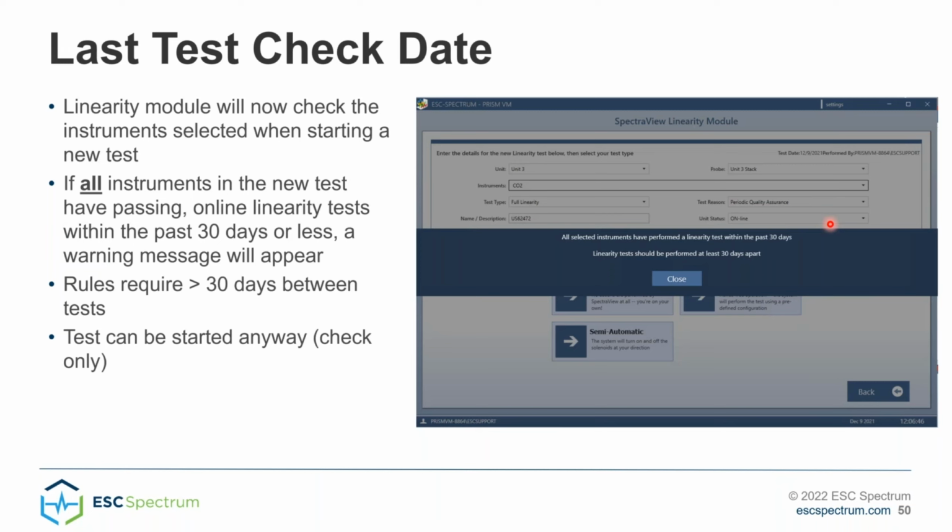I've also added some code to check the last test date. So for a linearity test, if all the instruments that you selected to be part of your new test have already had an online passed linearity in the last 30 days, it will pop up this message that says, hey, this really is probably not going to mean anything because the tests need to be at least 30 days apart, and you've already had one in the last 30 days that passed for all these instruments. So it just gives you that warning, but you can click close and go ahead and start your linearity anyway. It's just an extra warning for the user.